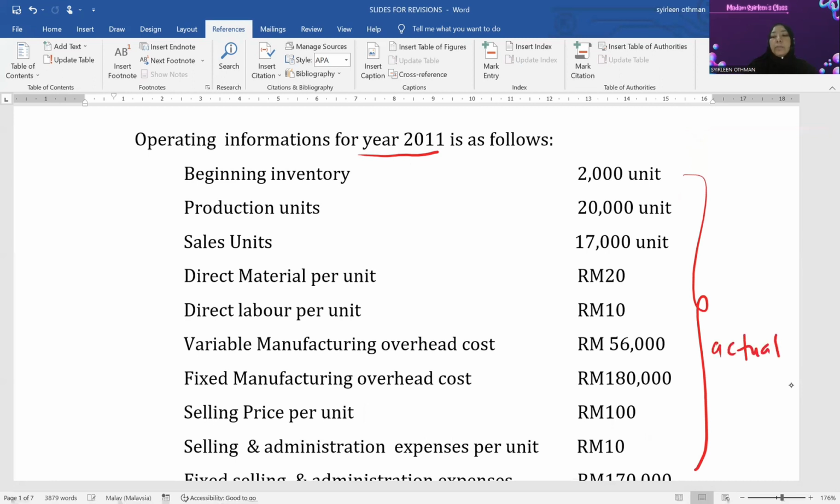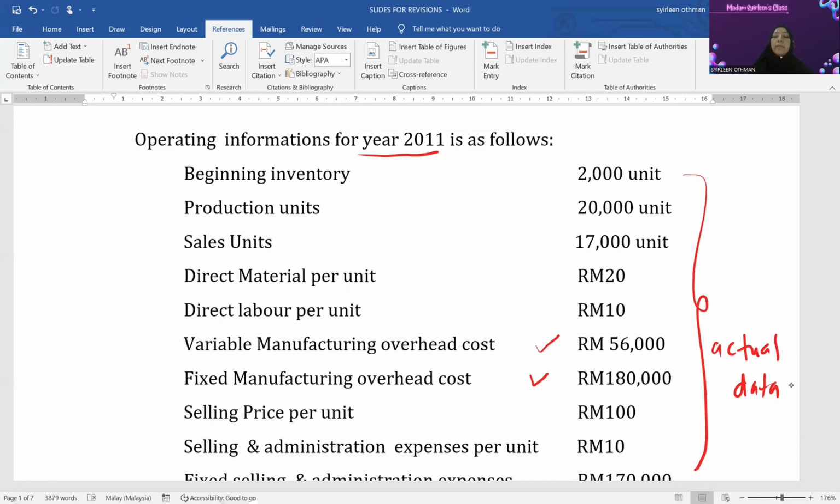All right, but as you see here, you also have the variable manufacturing overhead and you also have the fixed manufacturing overhead. So some students will be asking, why can't I just use the variable manufacturing overhead and the fixed manufacturing overhead given in the question? It's already given. So why must I use the POR value first? Then I need to do the adjustment.